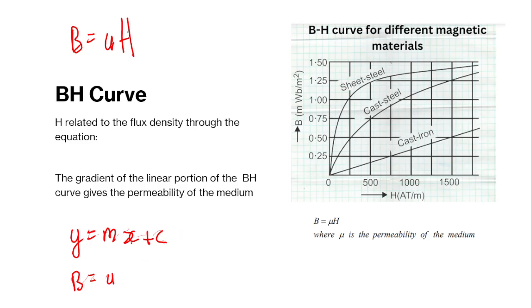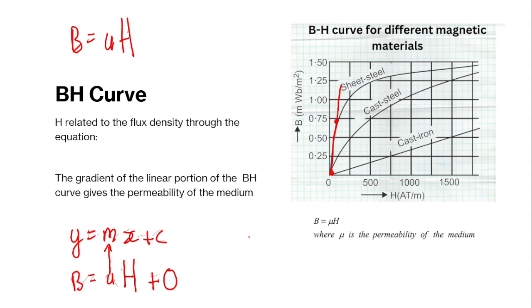Then we have H, which is x. And then plus c in this case is 0, right? Because it's starting from the origin. So the linear portion of the graph gives you the permeability of the medium itself. So if you get a BH curve and it asks you to calculate the permeability of the medium, you just approximate the linear portion of the graph. Use a ruler and draw a straight line up to where it's straight, and then pick 2 points and do your normal y2 minus y1 over x2 minus x1, and you get a gradient. And that gradient is the permeability of the medium, right?